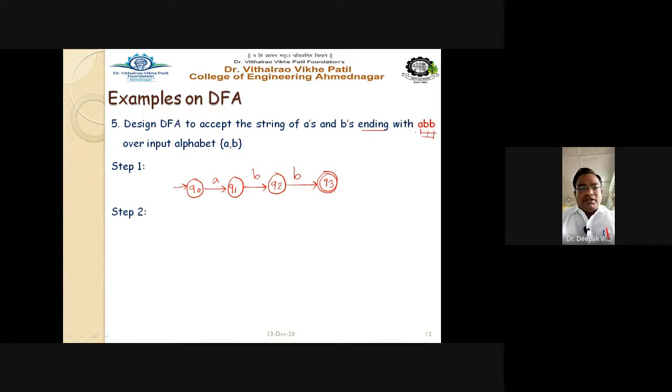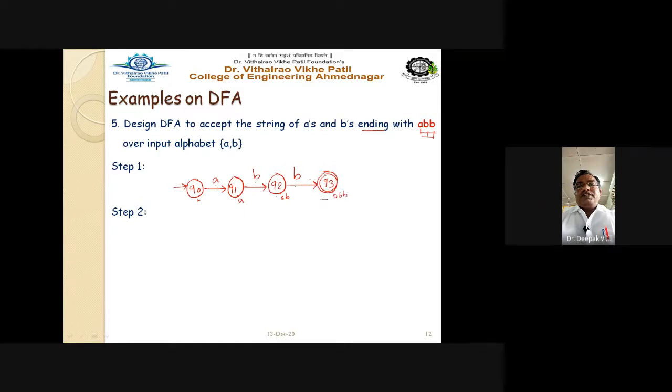The string must end with A, B, B. So Q0, very simple: Q0 on A goes to Q1, Q1 on B goes to Q2, Q2 on B goes to Q3. Getting this point? So this is a simple step: take four states, Q0, Q1, Q2, Q3. The input alphabets are A, B, B. We can mark Q3 as the end of the string. So at Q1 you will find A, at Q2 you will find AB, and at Q3 you will find ABB.